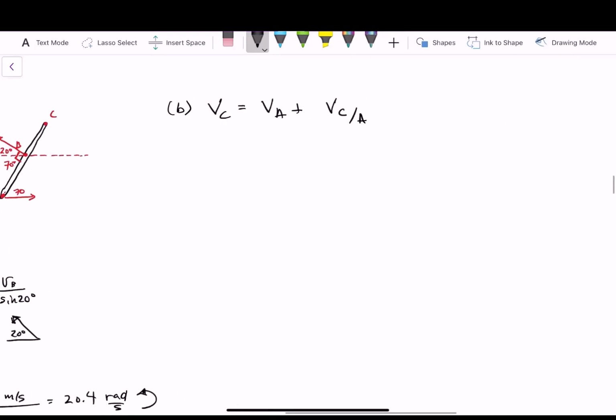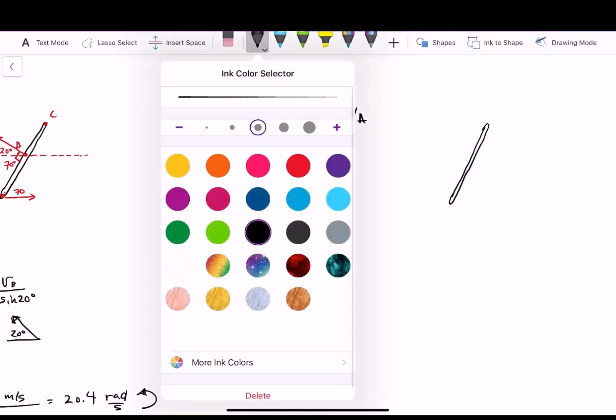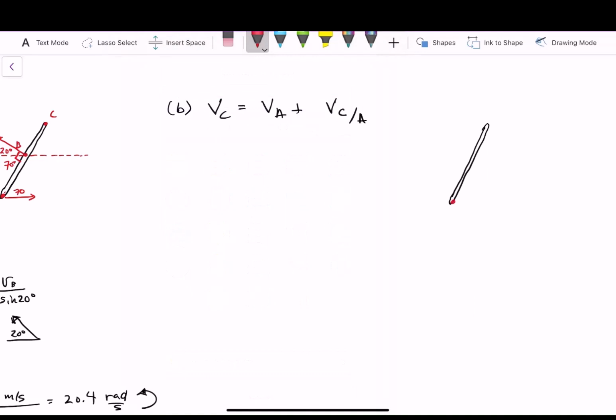Okay, so similarly to the last problem, if we were to draw out our figure here, okay, we know that the velocity of A is going to the right. And if we want to determine what the velocity of C with respect to A is, we know it has to be just like B. It's going to be 90 degrees, so this is your velocity of C with respect to A. Now the question is, what is the direction of the velocity at C?